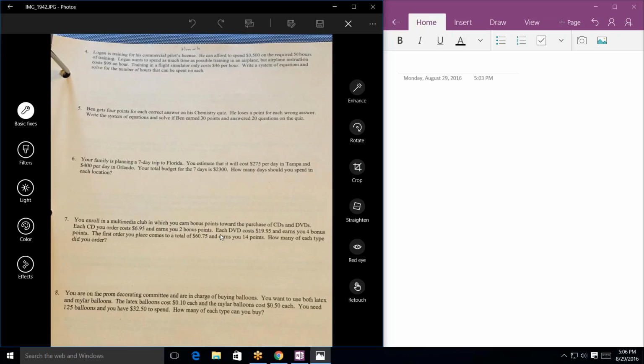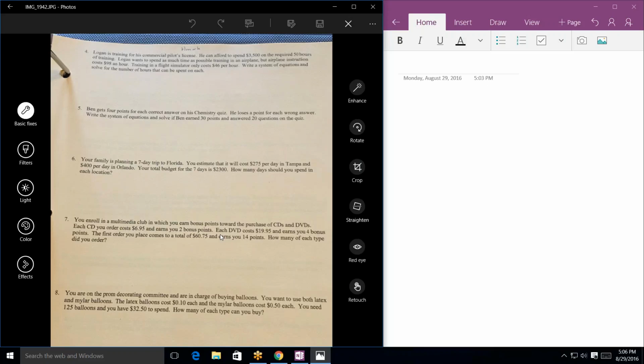Because sometimes, in number 7, for instance, you could say X is the number of CDs and Y is the number of DVDs. But is that the cost of each, or is it how many you order of each? So when you're spelling out the variables, spell them out so that you know precisely what it means. Usually the way to do these is to go to the last sentence, and that will almost answer what the variable should be for you.